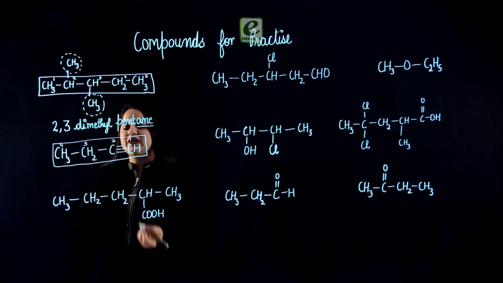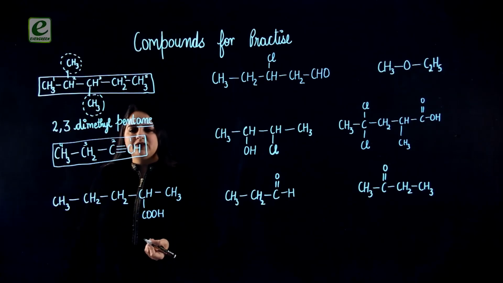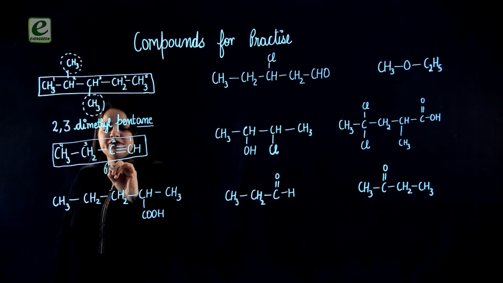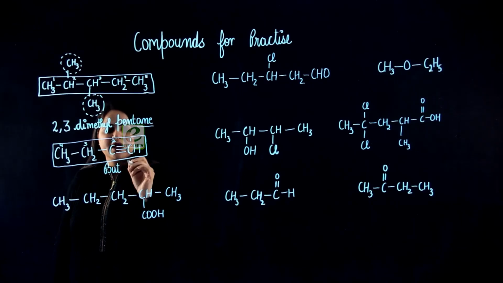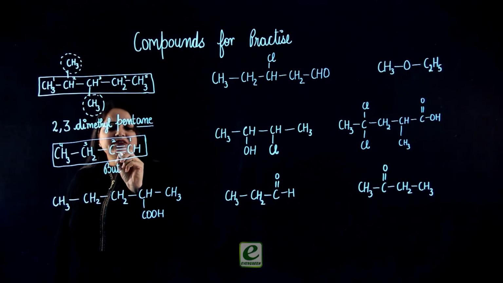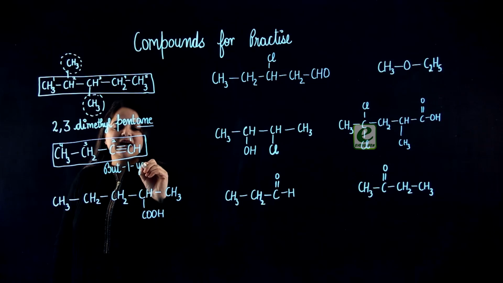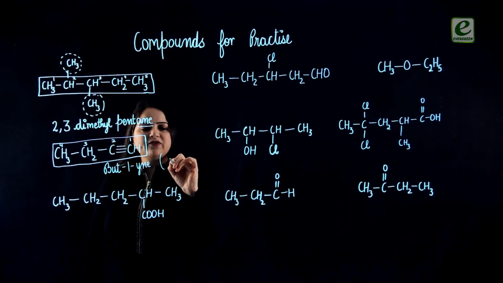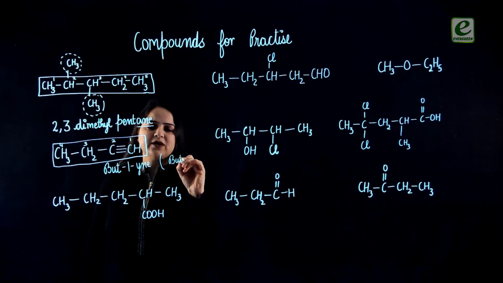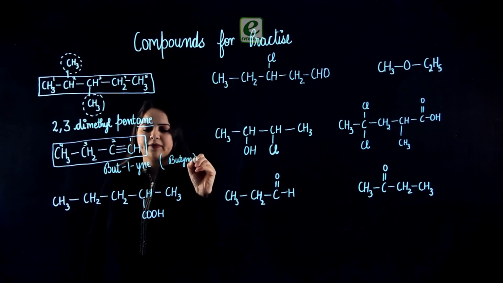So in the chain we have 4 members, but we don't have any substituent. So for 4 members we write down the word but. Then we have a triple bond after position 1. So we can write it as but-1-yne. And even if I write down butyne, it's one and the same thing.